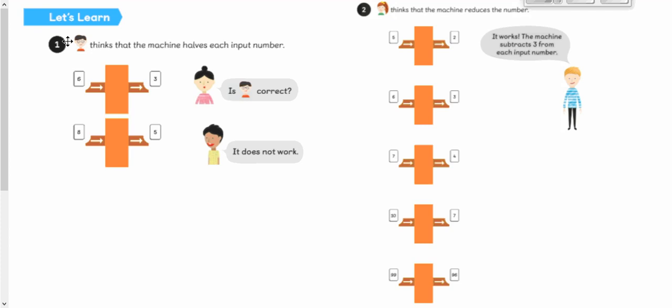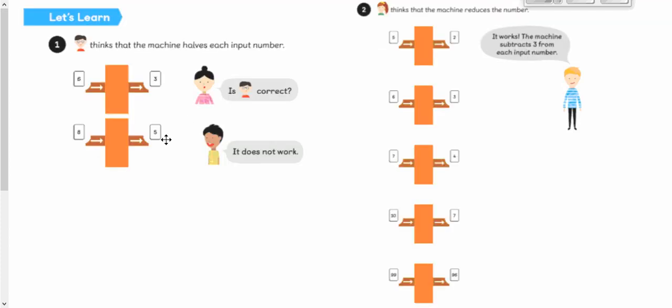So this chap here thinks the machine halves each input number. So you'd put 6 in, you get 3 out. Brilliant, that works. You put 8 in, and back here it said when you put 8 in, you get 5 out. Now, half of 8, is it 5? No, half of 8 is 4, so that doesn't work, so it's clearly not halving the number, so we can ignore that.